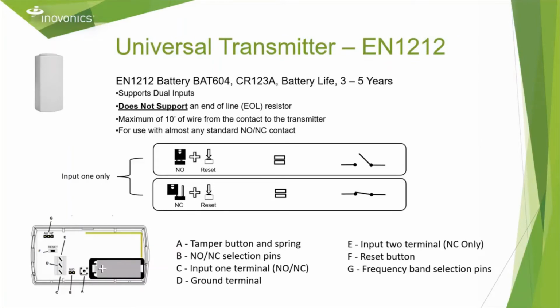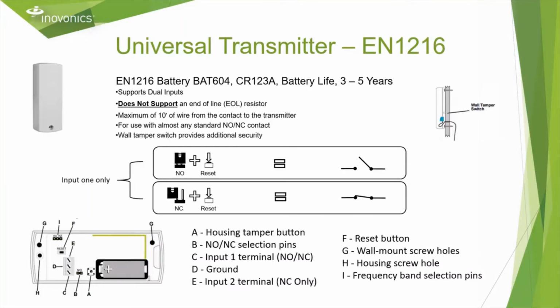The EN1212 is our standard dual input universal transmitter. Much like an EN1210, but with the added ability to wire two contacts or sensors into the same transmitter and monitor each one individually. Input 1 on our dual input transmitter can be changed between normally open and normally closed with the selection pins shown in the diagram, but the second input is always set for normally closed. The EN1216 takes the functionality of the EN1212 and adds in the additional security of a wall tamper.